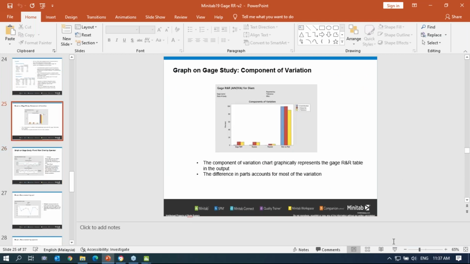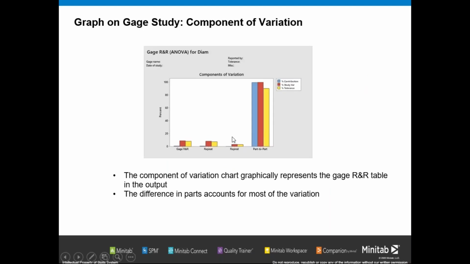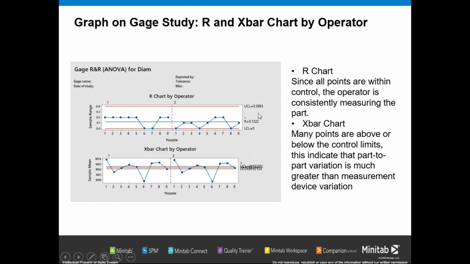Maybe the component of variation chart clearly represents the gauge R and R as the output. The differences in the part account for most of the variation. So we can see that the part is higher than gauge R and R. From the R chart, since all the points are within control, the operator consistently measures the part. And as long as many points are above or below the control limit, this indicates that part to part variation is much greater than measurement device variation.